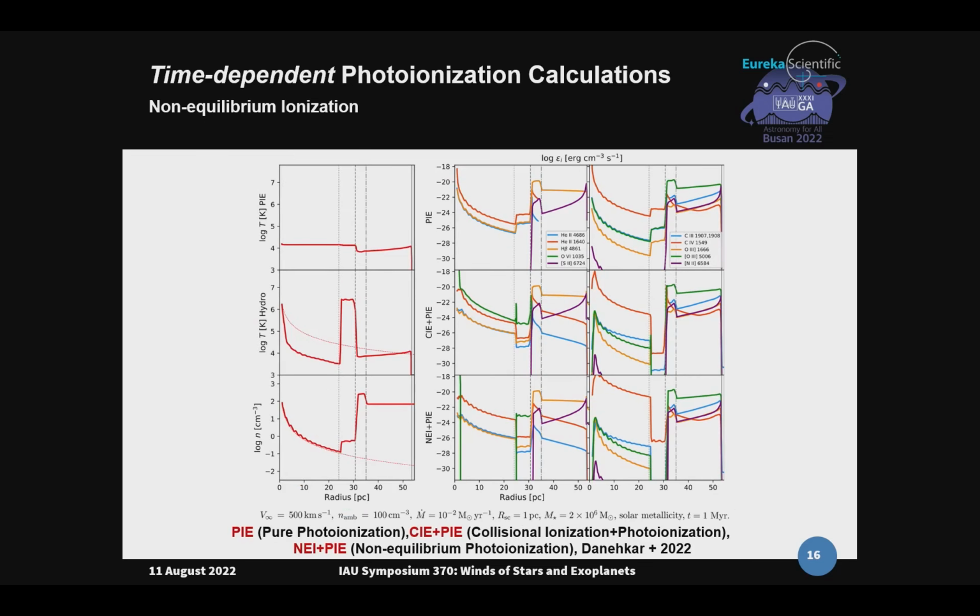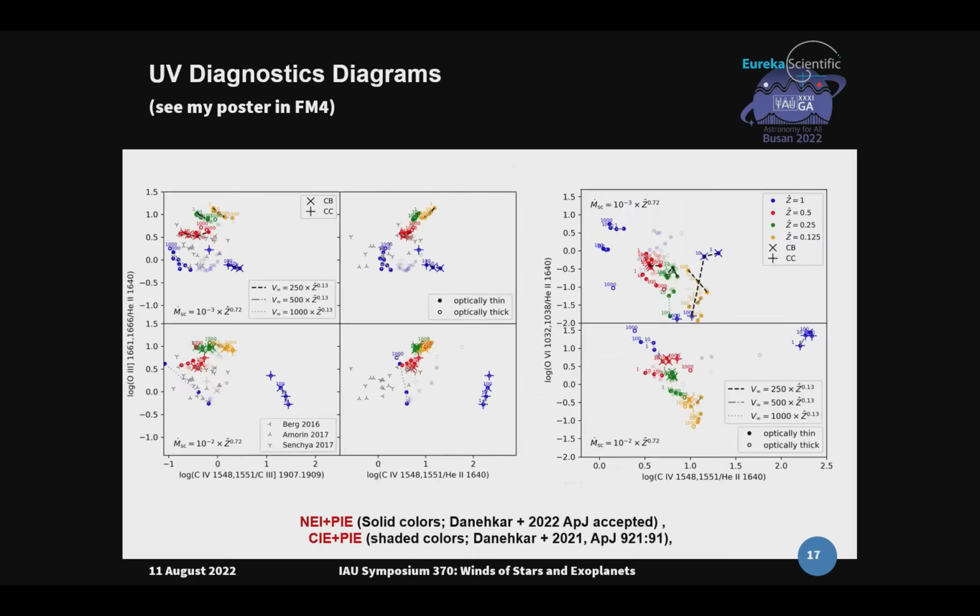And because of this non-equilibrium ionization, we also have a difference between non-equilibrium ionization and collisional ionization in oxygen 6 here, and also in carbon 4 in orange on the right. And we have higher enhancement of oxygen 6 and carbon 4 because of non-equilibrium ionization and time-dependent photoionization modeling.